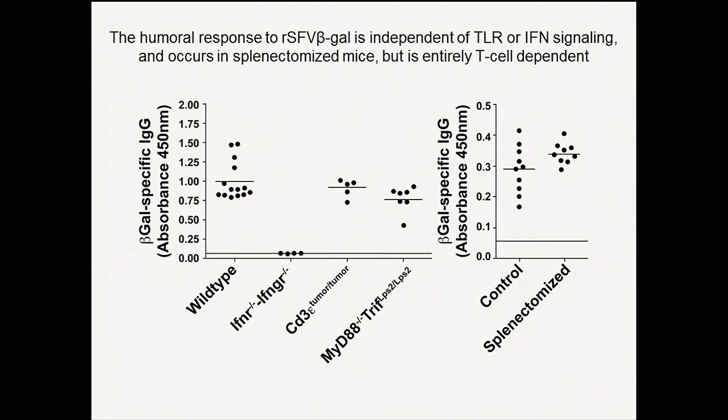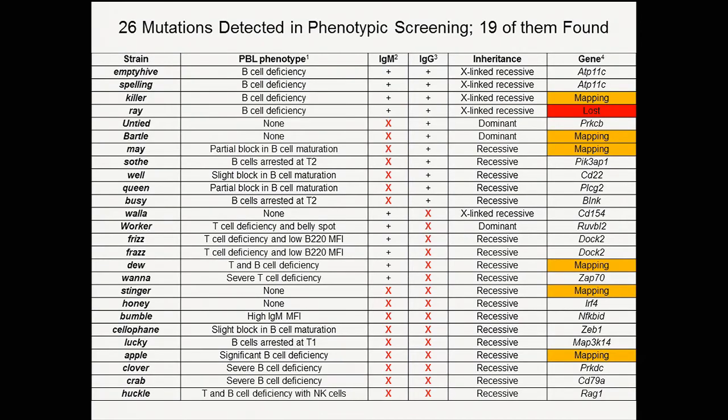Furthermore, one does get a response in splenectomized mice, and this is important because there are some mutations that you'll see that prevent marginal zone B cells from forming. They are not critical for the response to Semliki Forest virus vector. So here were the genes that we found.